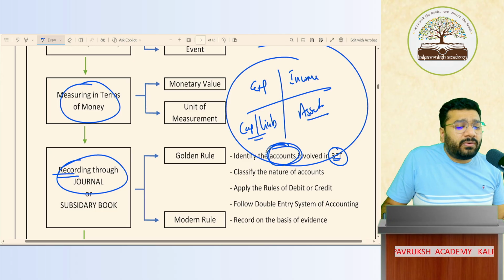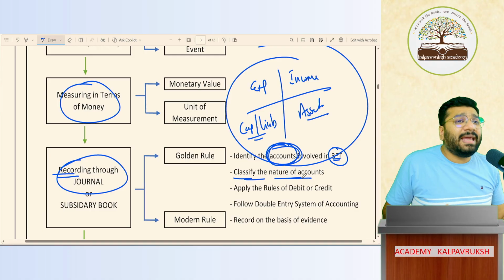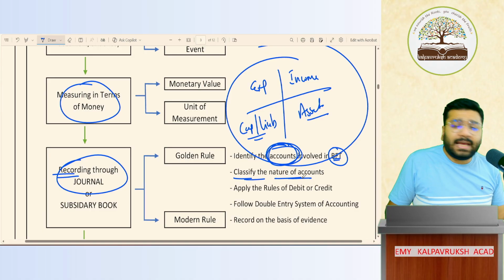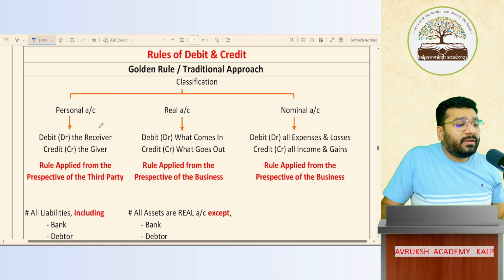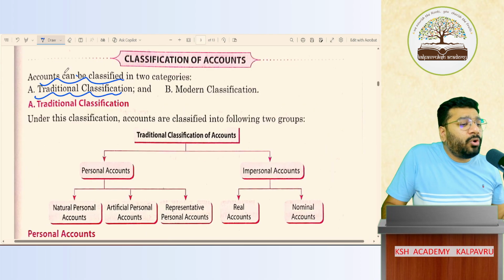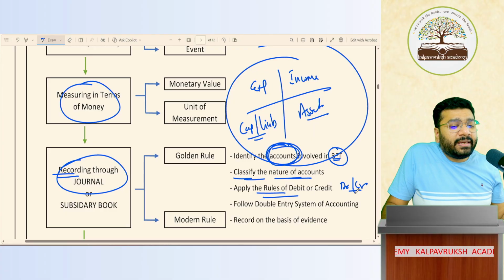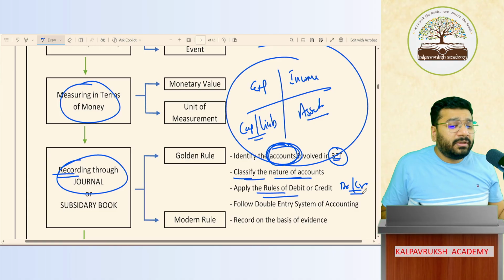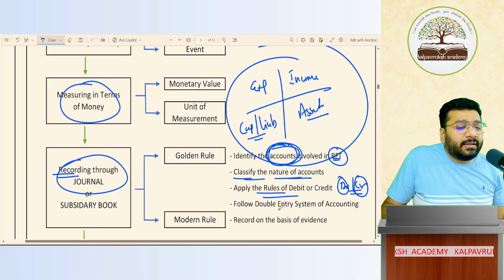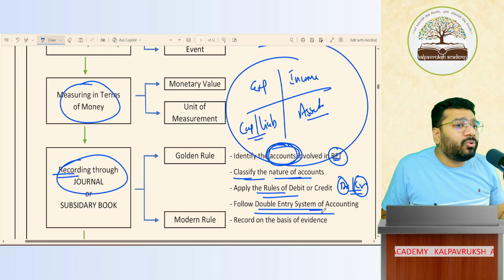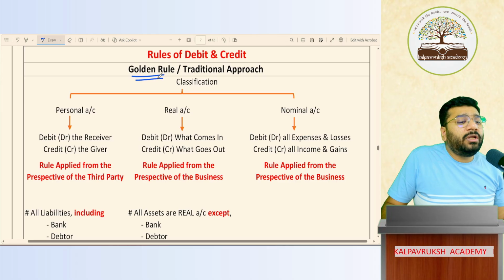So once you identify the accounts involved, you have to classify their nature, whether they are expense, income, capital, liability, or asset. Once you classify that, as per the rules of debit credit, either the golden rule or the modern rule, you're supposed to decide what should be debited and what should be credited. If you give debit and credit, we say we are following the double entry system of accounting.